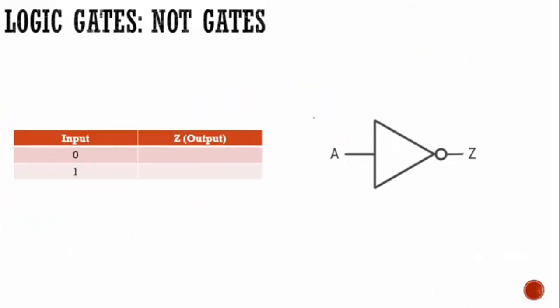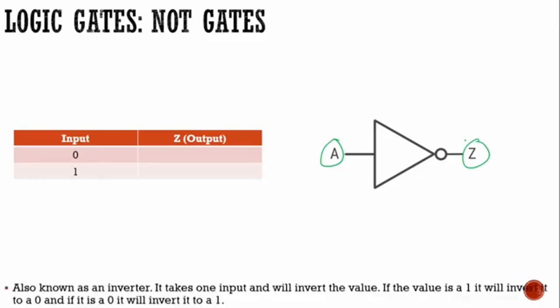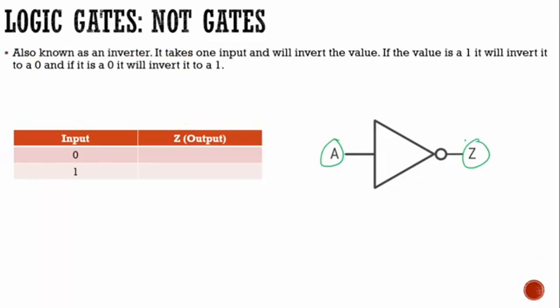Now we have our NOT gates, which are also known as inverters. I have my input and I have my output. Notice in this one, we only have one input going in, and that's because sometimes we only want to change one input rather than both inputs. Now, a NOT gate is also known as an inverter. It takes one input and will invert the value. If the value coming in is a 1, it will invert it to a 0, and if it's a 0, it will invert to a 1.